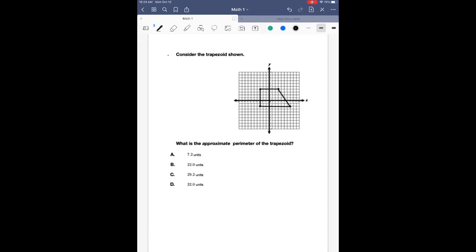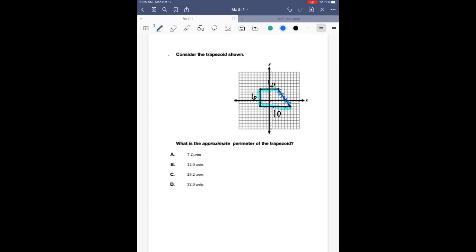All right, so I have a trapezoid. It says, what is the perimeter? So we're going to add up all those sides. Now, the great thing about this one is I can count the distance of those horizontal and vertical lines. We can count spaces if they're horizontal and vertical. So for the top one, I have 1, 2, 3, 4, 5, 6. So that's 6. Then we have 1, 2, 3, 4, 5, 6. 6 here. 1, 2, 3, 4, 5, 6, 7, 8, 9, 10. So we have a distance of 10.